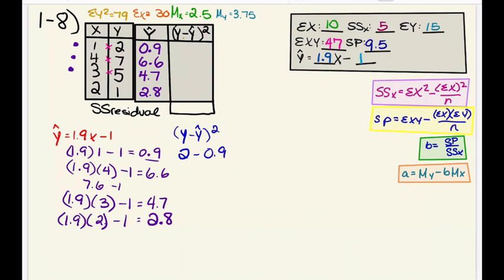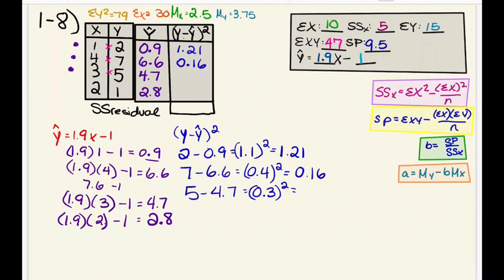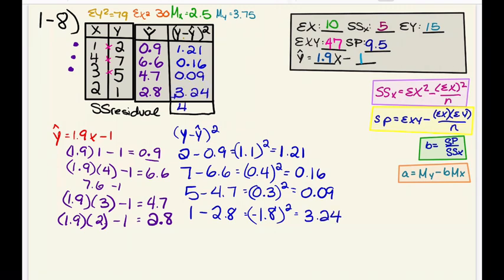So in this case, our y value of 2 and the y hat expected value of 0.9 results in a difference of 1.1. And so when we square it, it equals 1.21. The sum of all of these values will give us our squared residual.